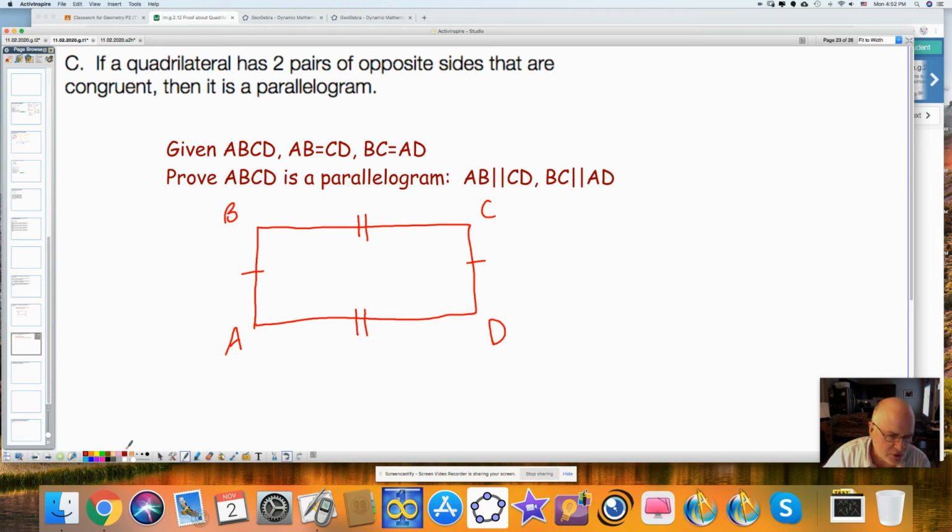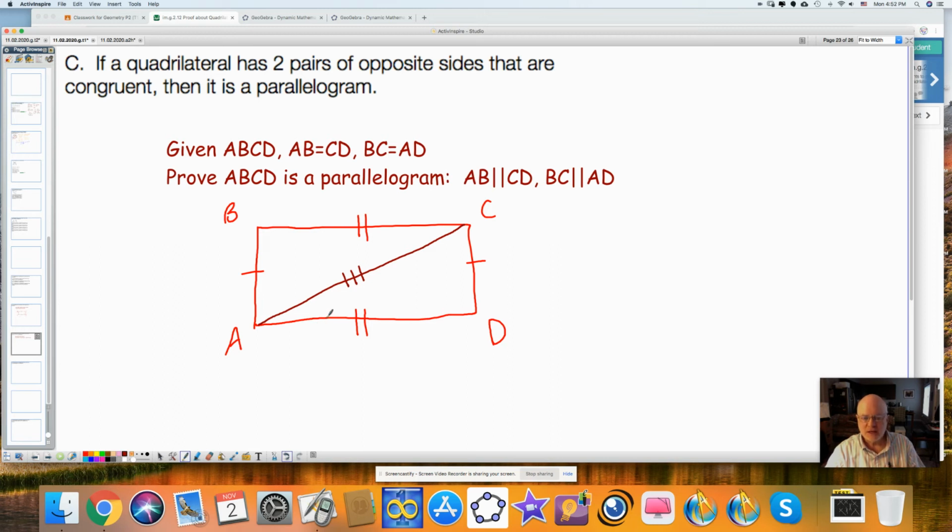I'm going to do that using triangles. I'll draw an auxiliary line here. And I know that this is congruent to itself. I'm going to say it out loud. You would write this down by the reflexive property. These two triangles, ABC and CDA, are congruent. Why?